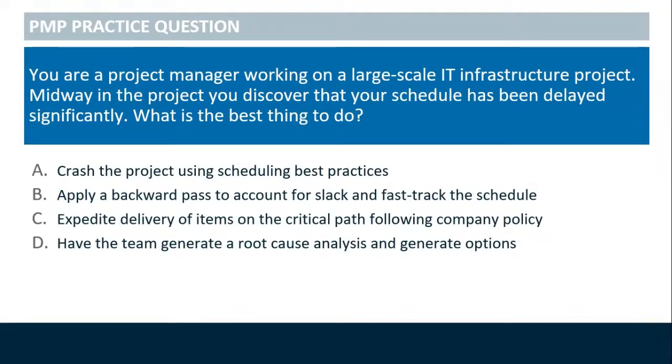Moving on to the next question. You are a project manager working on a large-scale IT infrastructure project. Midway in the project, you discover that your schedule has been delayed significantly. What is the best thing to do? A. Crash the project using scheduling best practices. B. Apply a backward pass to account for slack and fast-track the schedule. C. Expedite delivery of items on the critical path following company policy. And D. Have the team generate a root cause analysis and generate options. The timer will begin.